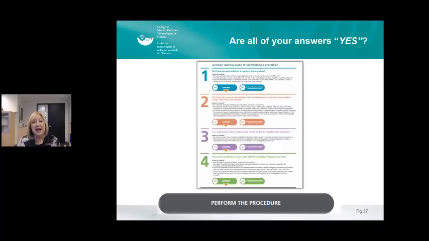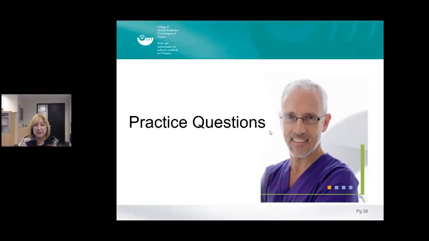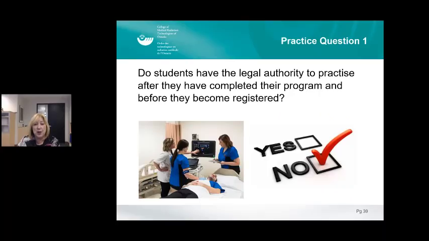So who knew that every single procedure that you do, these are all the things that are in place to make sure that you are adhering to the legislation and that your patient is taken care of and you're able to manage the outcomes. So we hope that you'll find this decision-making guide helpful when you're developing processes or policies or medical directives. We've got a couple of practice questions.